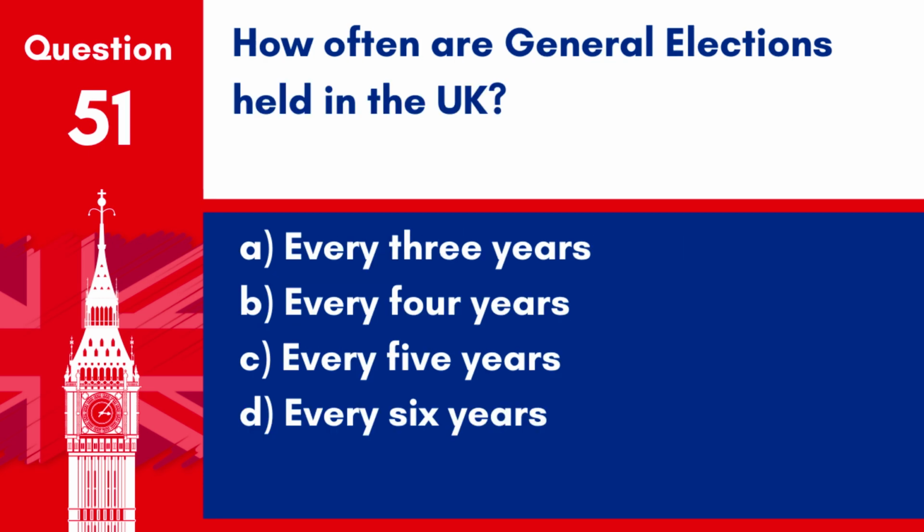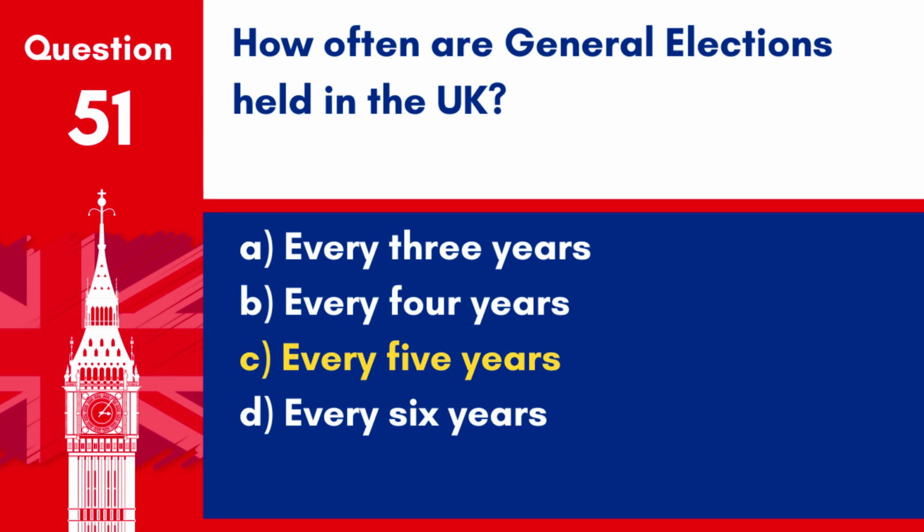Question 51. How often are general elections held in the UK? A. Every 3 years. B. Every 4 years. C. Every 5 years. D. Every 6 years. Answer C. Every 5 years. By law, general elections in the UK are held every 5 years to elect members of Parliament to the House of Commons.